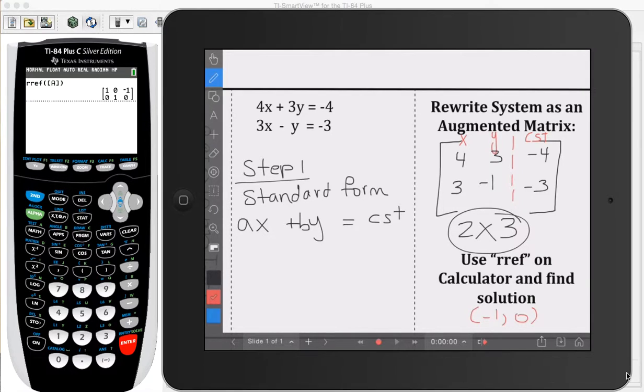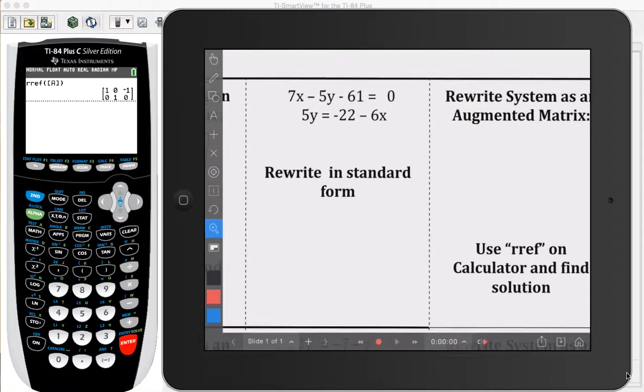Now let's move on to our next example. In our next example, remember, our first step is always to try to put it in a standard form, which is basically ax plus by equals to a constant, c, let's say. Now, I can see that the x and the y are on the left side of the equation. I need to move the constant to the other side. How do you do that?